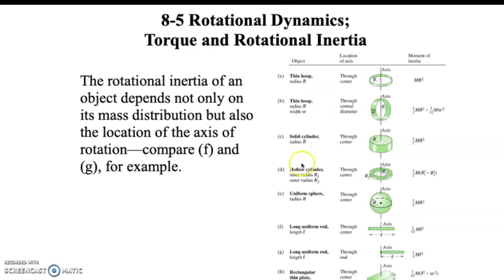So you can see the different objects, their shapes, location of the axis, and then more importantly, how to find the moment of inertia. Okay, and it says compare F and G. So here we have two rods, one with the axis in the center, and one at the end, and you can see the difference in the moment of inertia there.